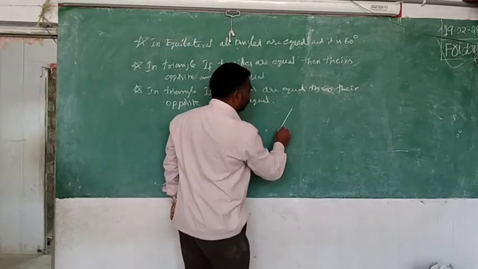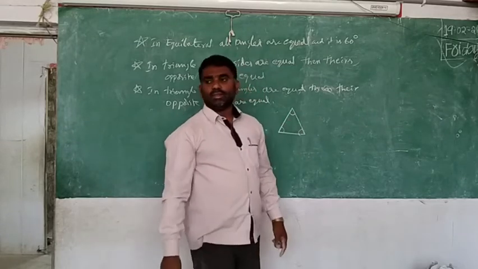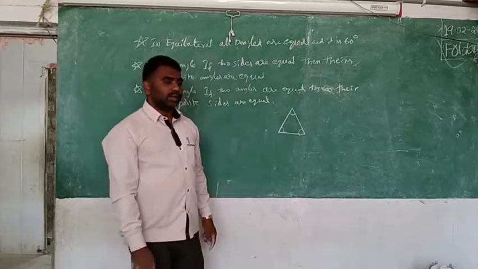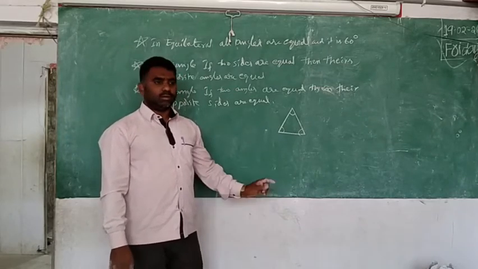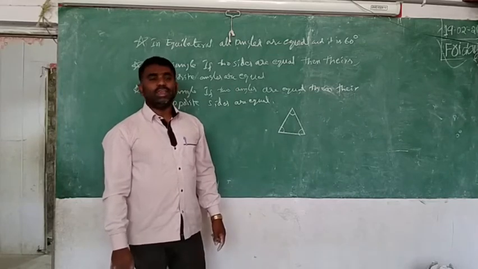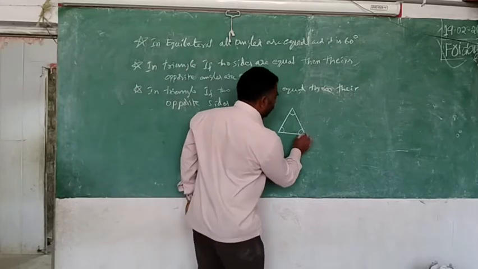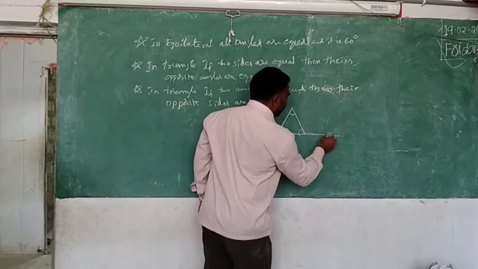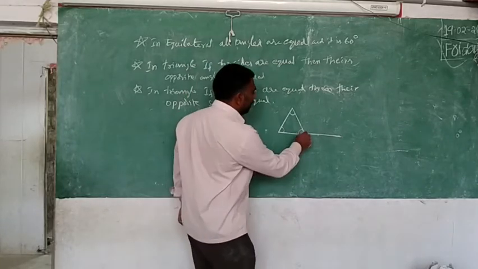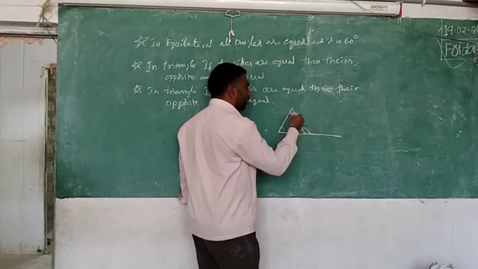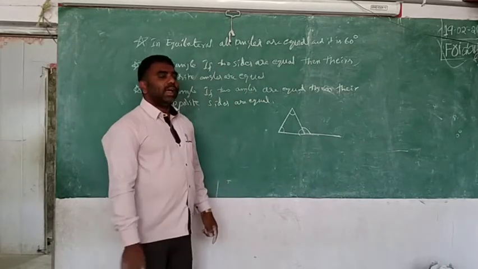Outside means, these are all interior angles of the triangle. If you produce any one of the sides, then it will make some angle with the triangle. I have produced this one. What is happening here? This produced line is making one angle with the triangle. Where is it? Here. This is called exterior angle.